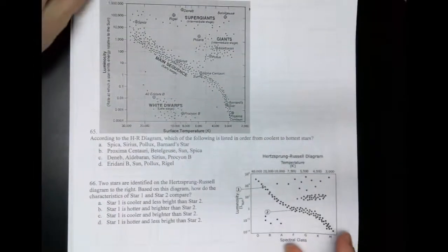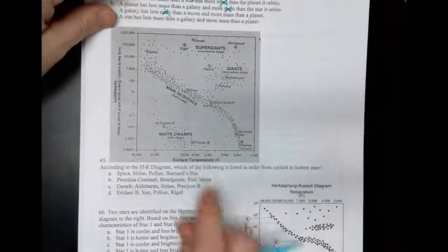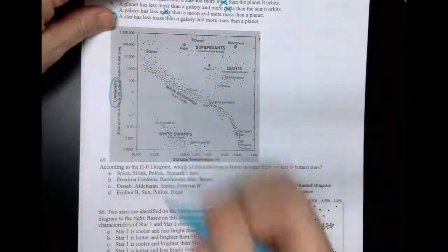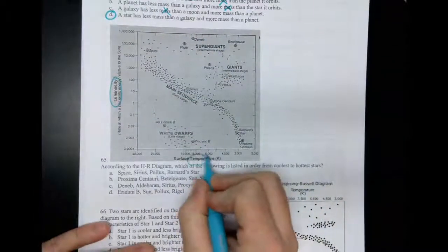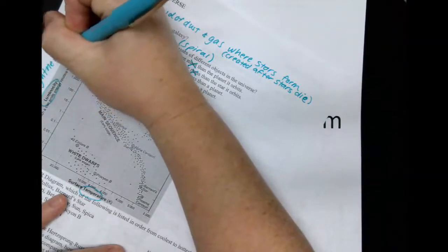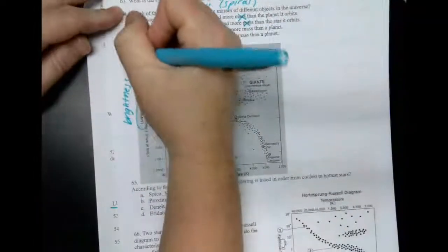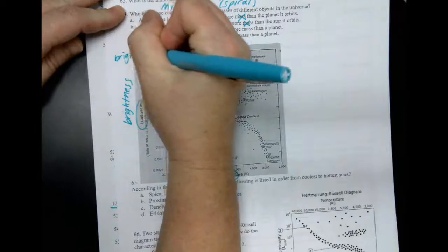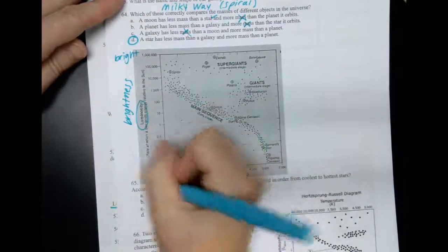We've also looked at how do we read an HR diagram. And remember that this is a graph of luminosity, which just means brightness, to temperature. And so stars that have a high luminosity are bright. So if the number is high on the Y value, it is a bright star. Or if it is low, it is not bright or dim.